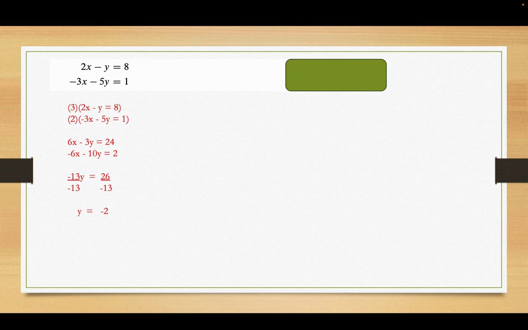You can use either equation. I'm going to use the top one. 2x minus y is equal to 8. 2x minus a negative 2 is plus 2, is 8. 2x is 6. x is 3. And there's my correct solution. x is 3, y is negative 2. If you chose to eliminate the y's first, the way I mentioned with the -5, then you would have just found the x answer first. And then you go back and get the y. But it works either way.